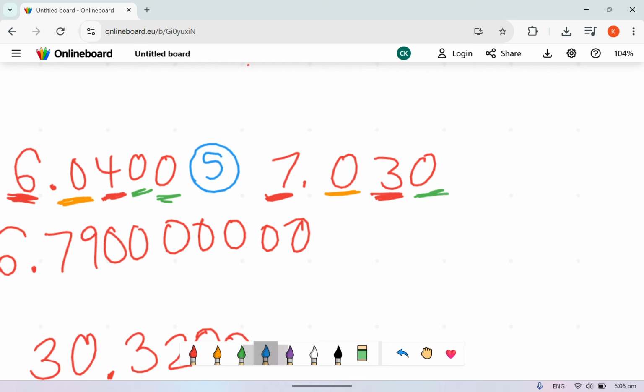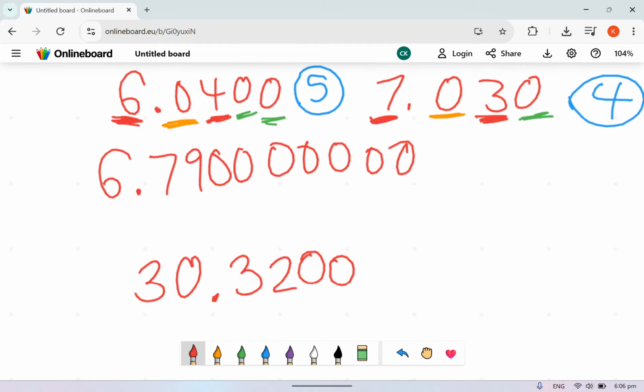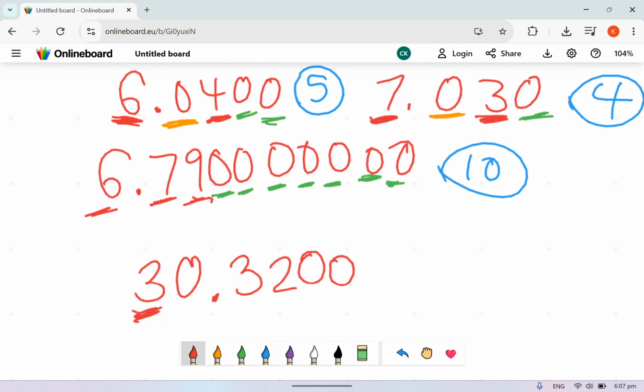So here is 4. Okay, this is interesting. 1, 2, 3, 4, 5, 6, 7, 8, 9, 10. 1, 2, 3, 4, 5, 6. There we go. Easy as that.